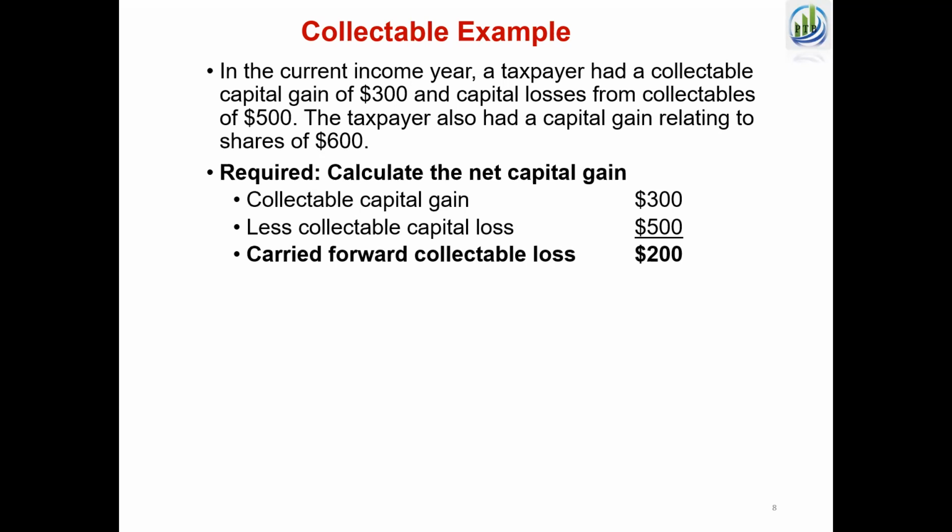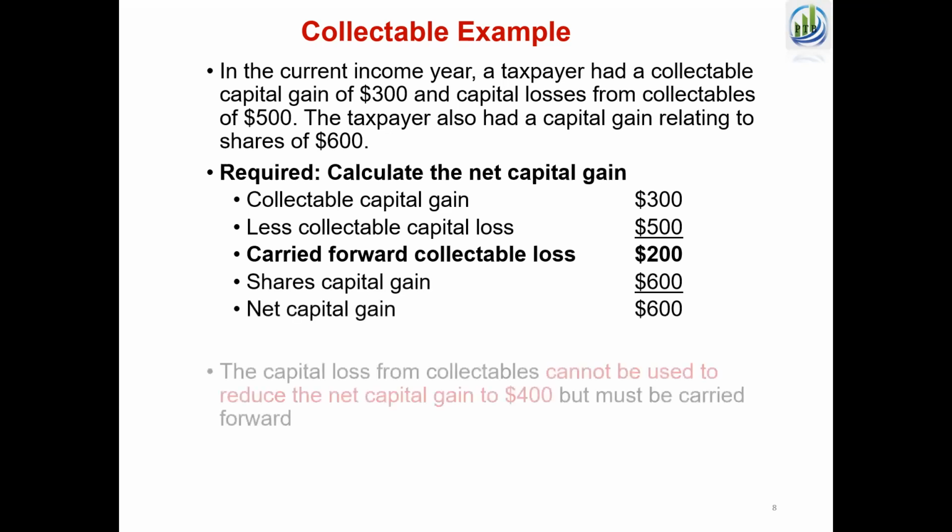Still, we have the other $600 gain from the shares. Unfortunately, you cannot reduce your capital gain from shares using the collectible loss. Therefore, what is your final position? The $200 collectible loss will be carried forward to offset future collectible gains, and the $600 you include in your assessable income and pay tax on. So your net capital gain will be $600. The capital loss from the collectible cannot reduce the net capital gain to $400, but must be carried forward.